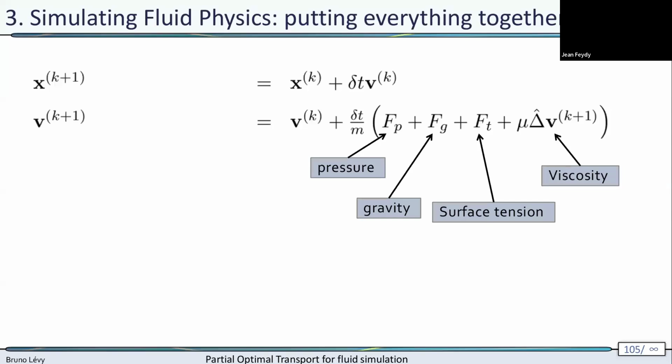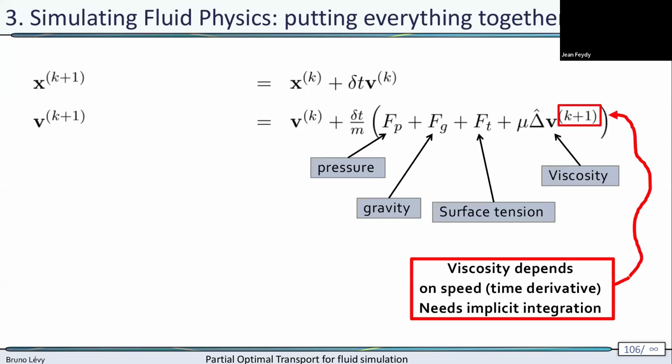Why is this so? Because of the viscosity terms. Because the viscosity depends on speed, so this is a time derivative. And so you need a lot of precision. It's like shooting in a direction like that: just the tiniest error in the angle will be catastrophic.